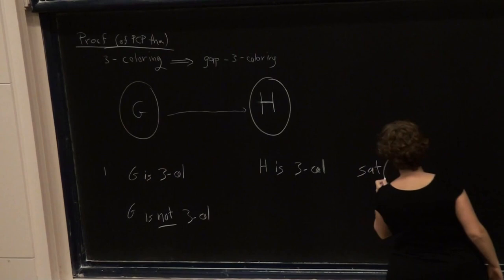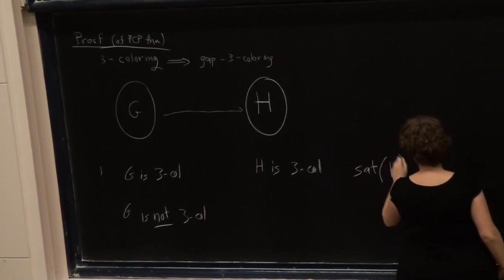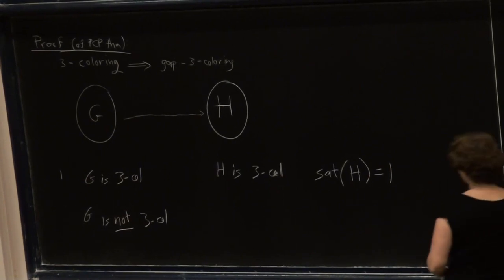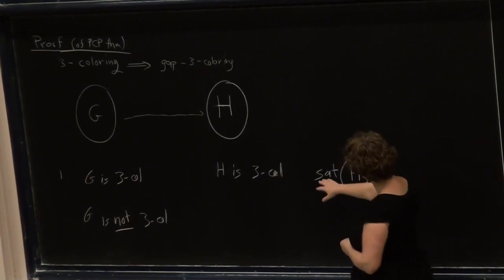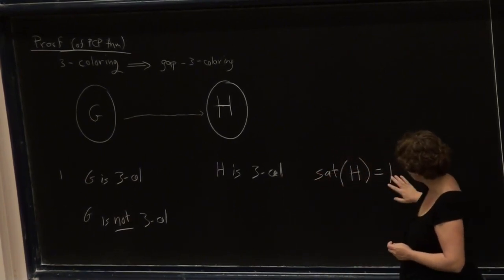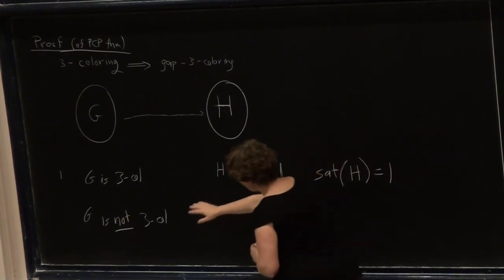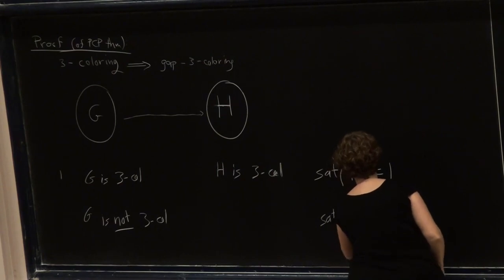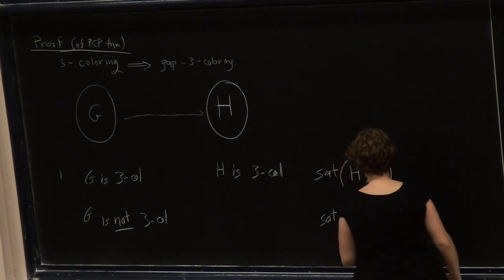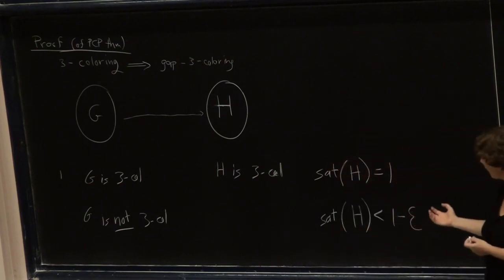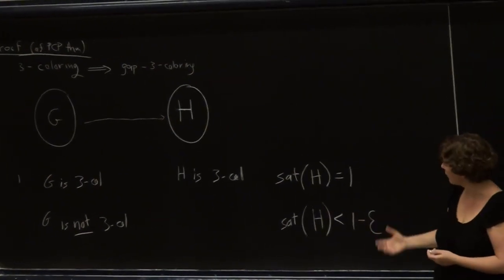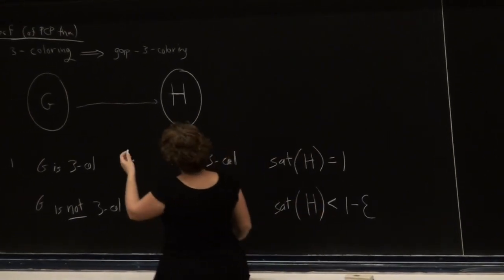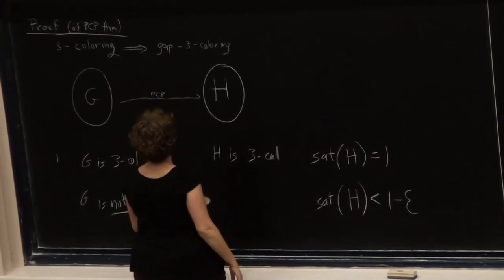H is 3-colorable means that the satisfiability value of H is 1. You can satisfy all of the constraints in H. And if G is not 3-colorable, then H will have the property that you satisfy no more than 1 minus epsilon. So there is at least an epsilon fraction of the constraints that are falsified. This is our goal, and this is like the PCP transformation.